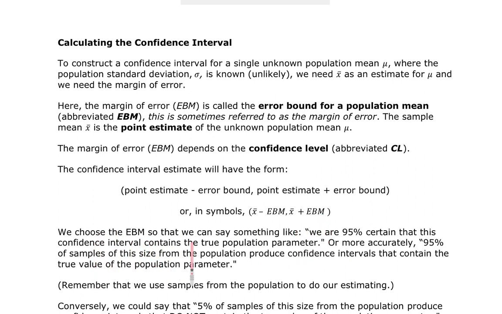We choose an EBM so that we can say something like we are 95% confident or certain that this confidence interval contains the true population parameter, or if we're looking for means, the population mean. More accurately, we could say 95% of the samples of this size from the population produce confidence intervals that contain the true value of the population parameter. Now remember, we are taking samples and we are using those samples to estimate the population.